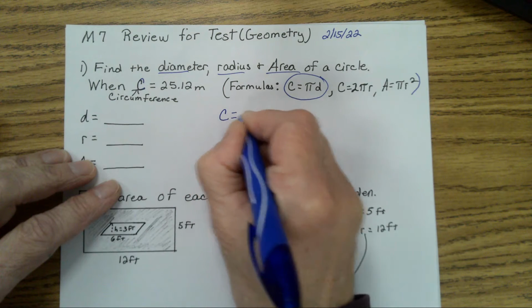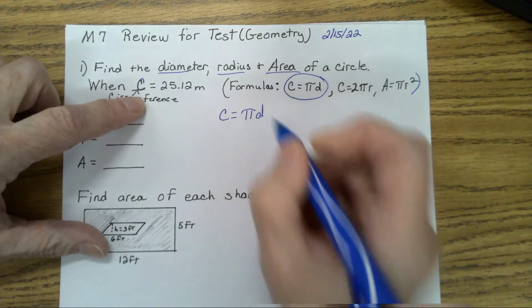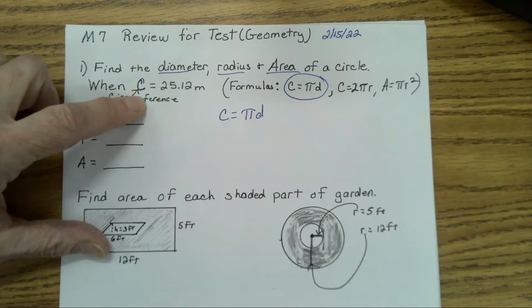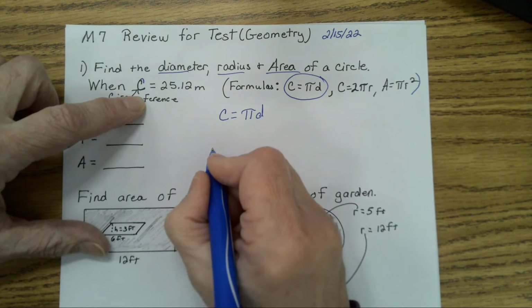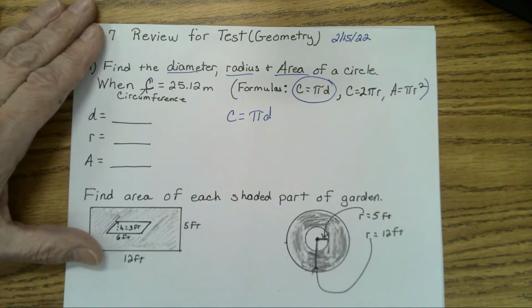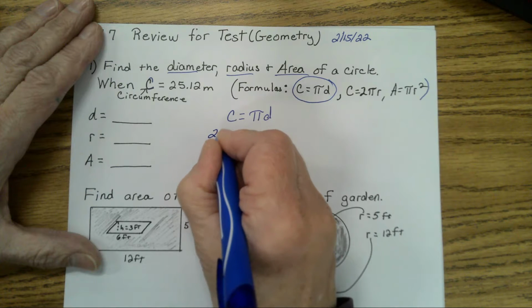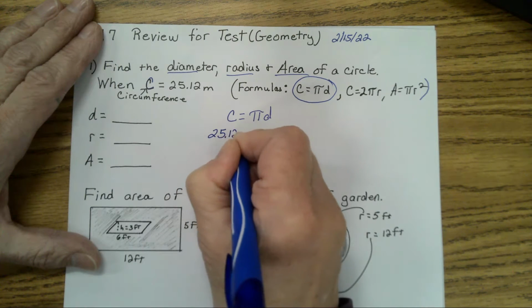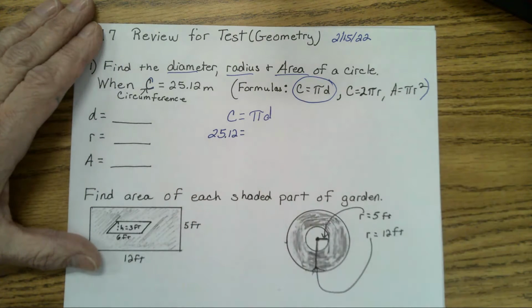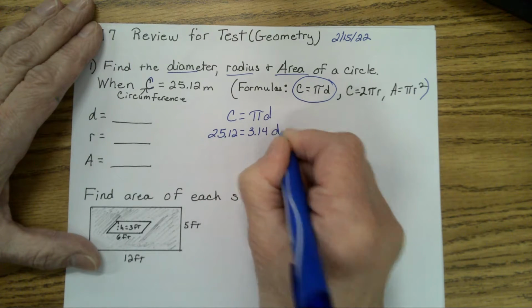C equals pi times diameter. Well, tell me, what am I going to do? What you're going to do is divide. What am I going to write down for my substitution? What you're going to write for your substitution is 3.14. First, I'm going to write 25.12 under the C. That's my circumference, equals 3.14 times D. Is that what you were going to tell me to do?